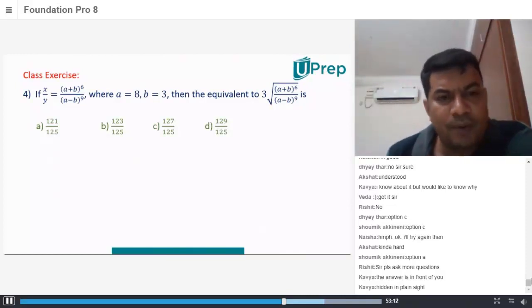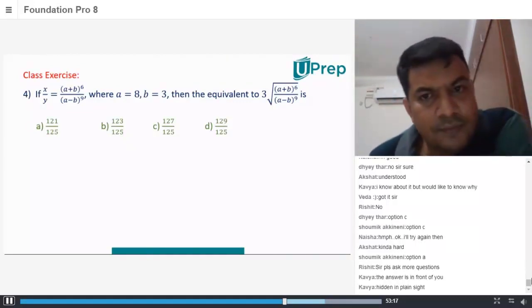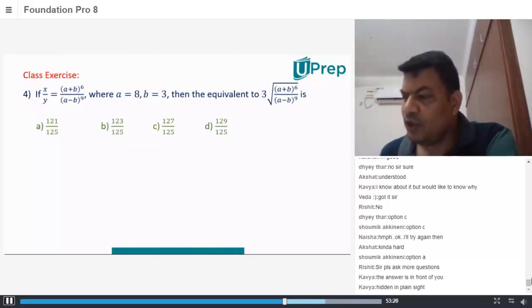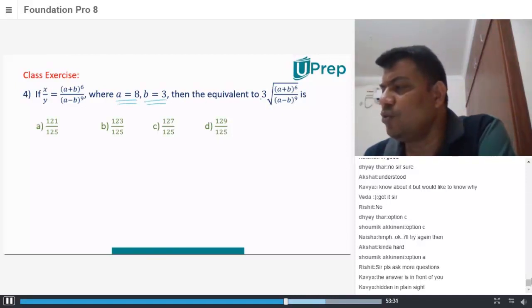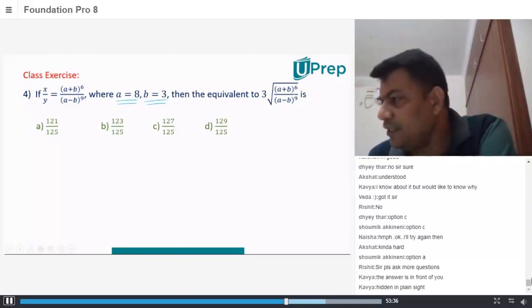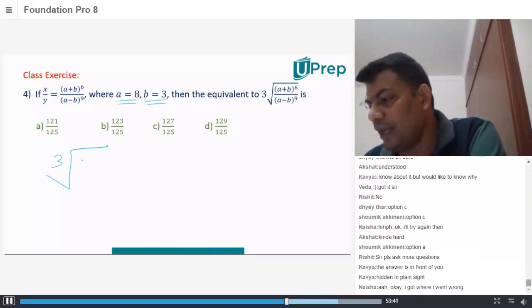Okay. No problem. What was your answer, Kavya? A. My answer was A. Okay, good. So let's do this quickly. He has given you something like x by y is equal to something, where he has given you the value of a is 8, b is 3, then the equivalent to cube root of (a plus b) whole power 6 by (a minus b) whole power 9. So you want a value equivalent to this, the cube root of (a plus b) whole power 6 divided by (a minus b) whole power 9.